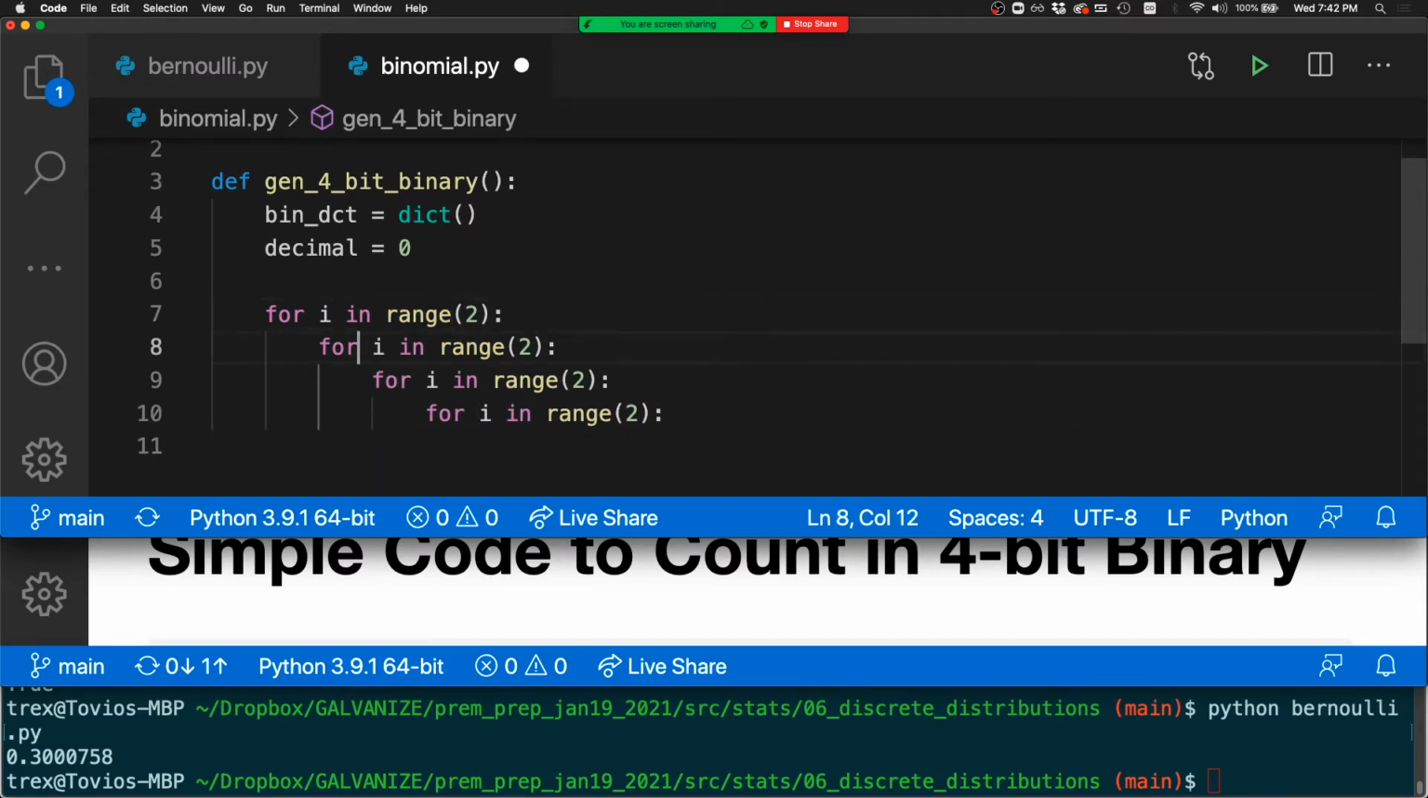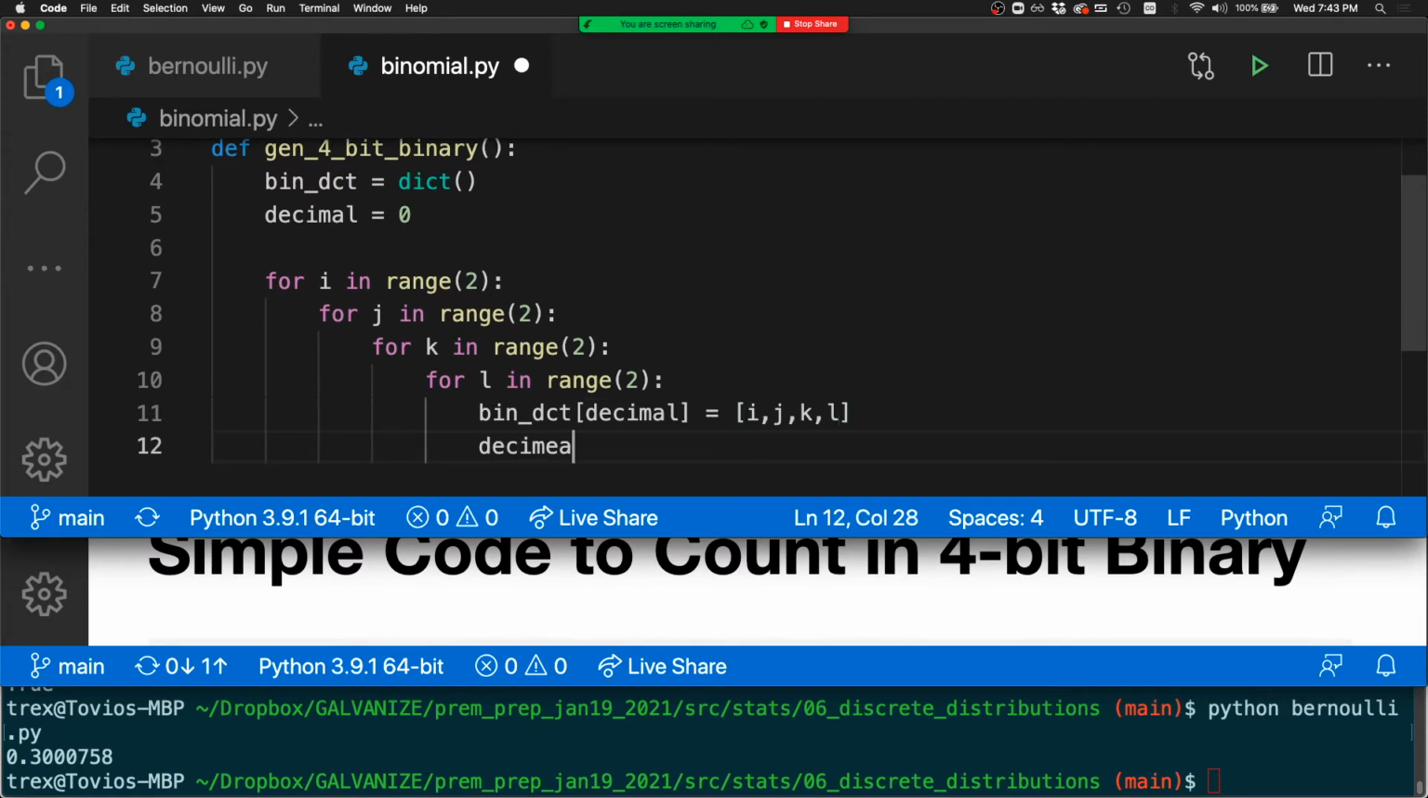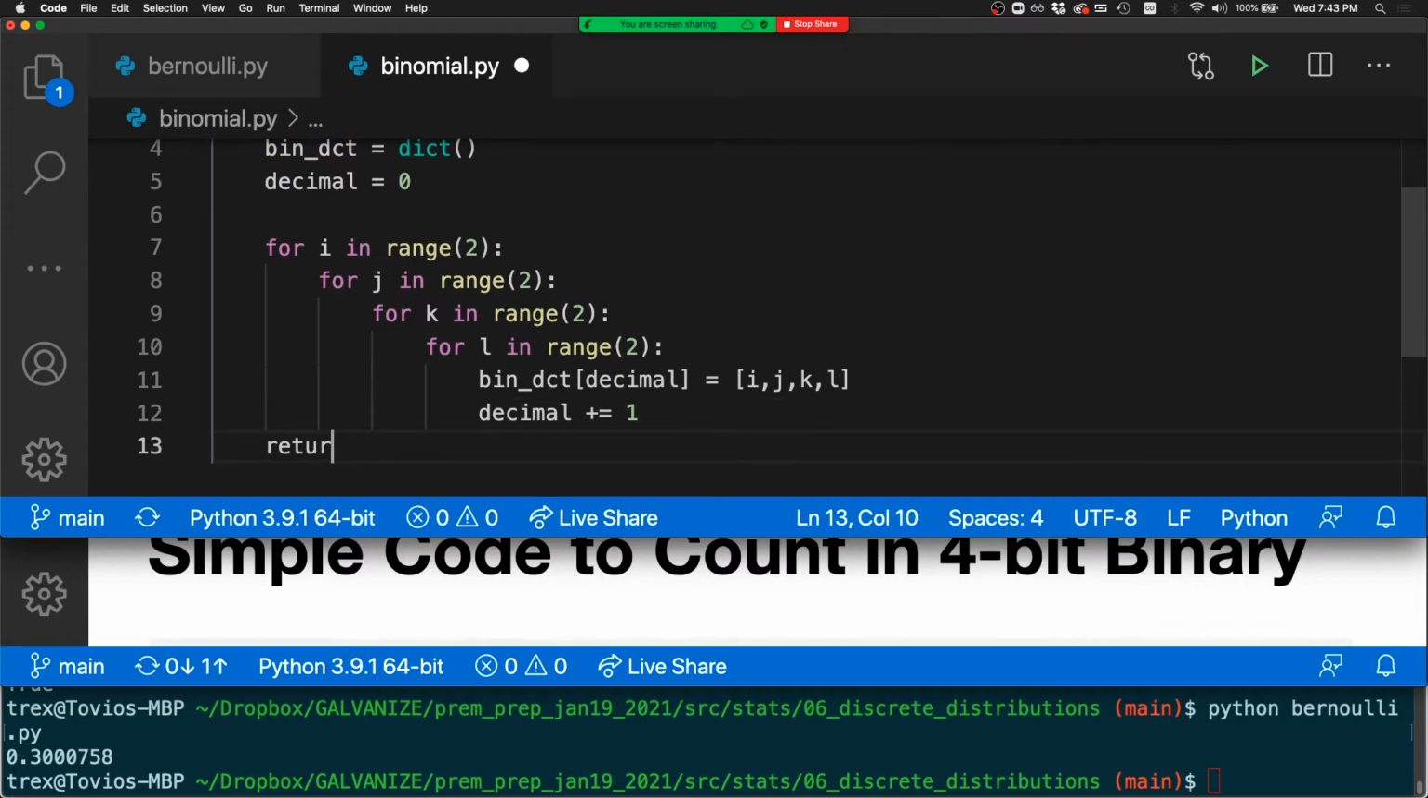and I just change these to I, J, K, L, and at this point I can say, well, this bin dictionary DCT sub decimal is going to get a list. So our keys are integers and our values are lists in this case. So I, J, K, L. And then I want to increment decimal by 1. And at the end of all this, I'm just returning that binary dictionary.